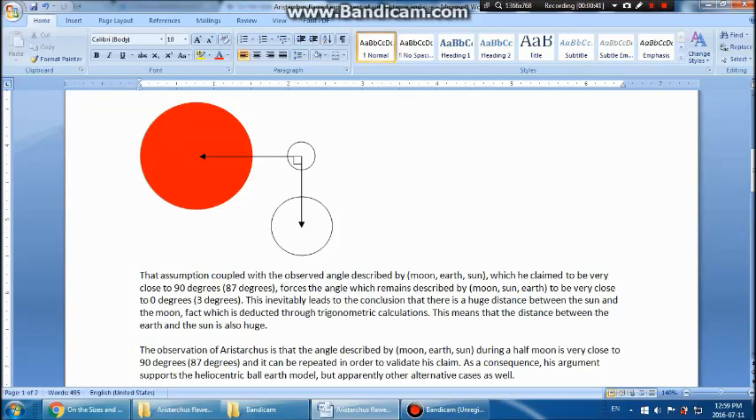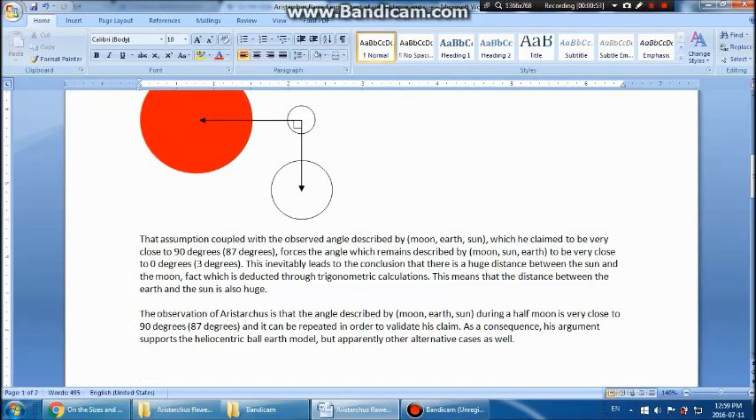So this, due to basic trigonometry, inevitably leads to the conclusion that there is a huge distance between the sun and the moon, and this also means that the distance between the earth and the sun is also huge.